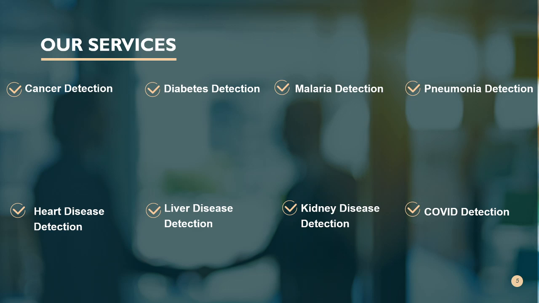This is the bunch of 8 services that we are going to provide for right now, which are cancer detection, diabetes detection, malaria detection, pneumonia detection, heart disease detection, liver disease detection, kidney detection, and COVID detection. Okay, so these 8 we are going to provide. We have trained all these 8 models, but for now, because of the time constraint, we are going to provide only 6 models in the browser for users to go there and do all the stuff.